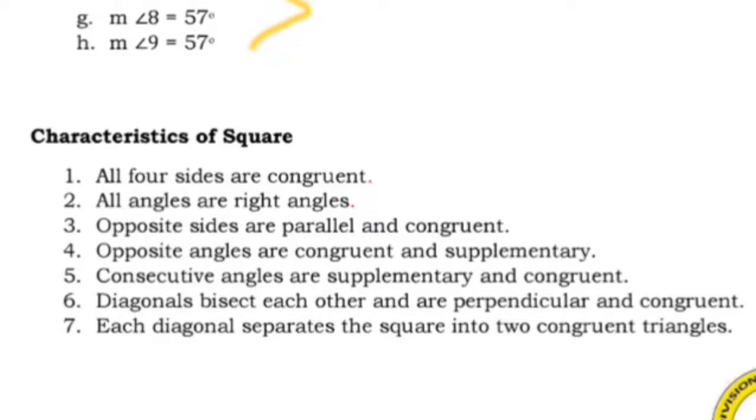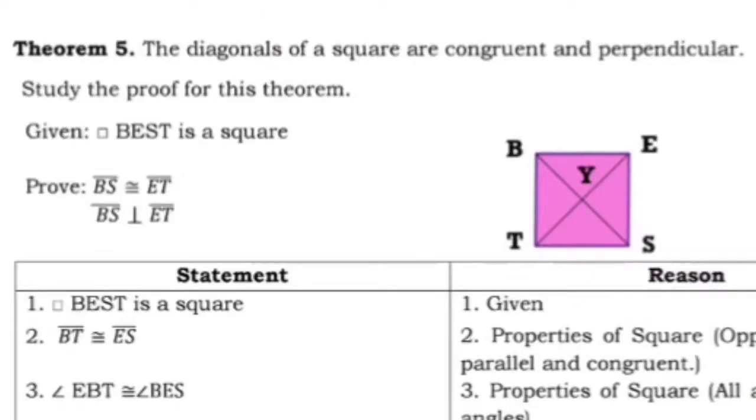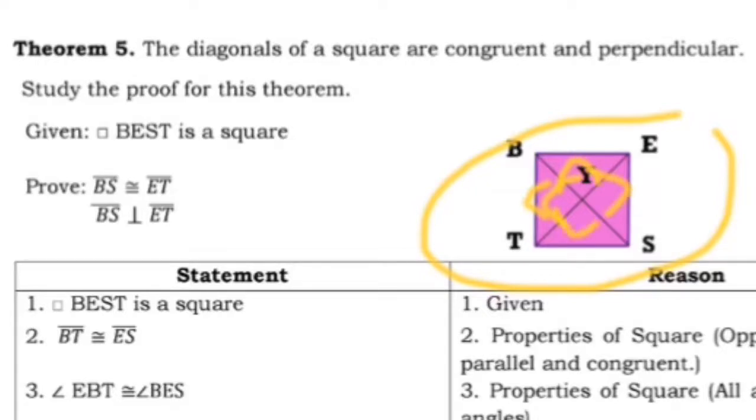So this is the same with rectangle. 7, each diagonal separates the square into two congruent triangles. So the same with rectangle and rhombus. Theorem number 5, the diagonals of a square are congruent and are perpendicular. So we're going to have our square here, BEST. BS is congruent to ET and BS is perpendicular to ET. So all of the angles here inside measure 90 degrees.